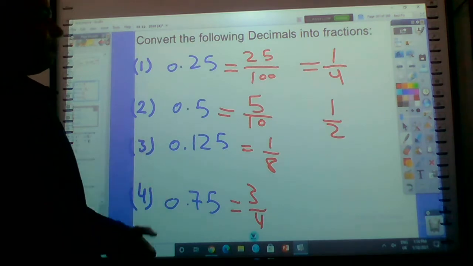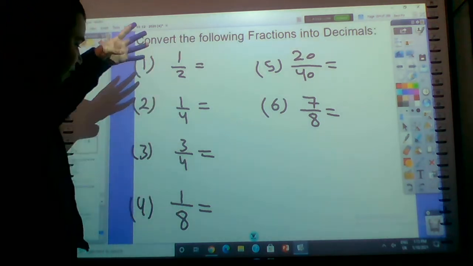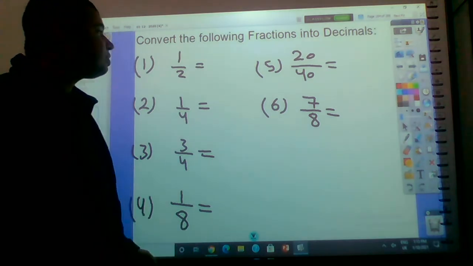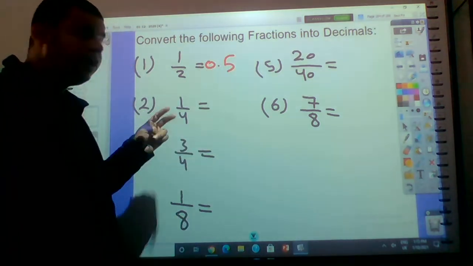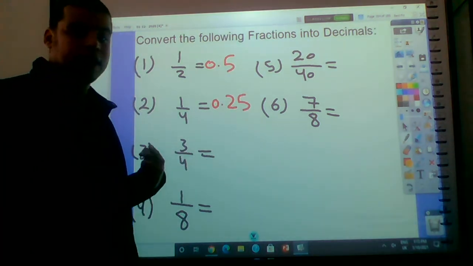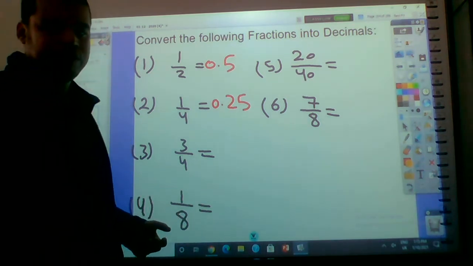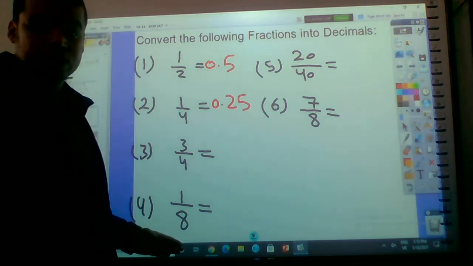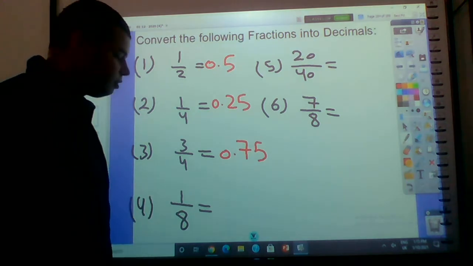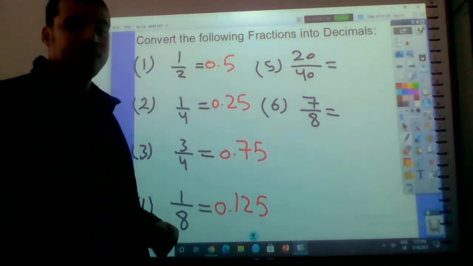All right, now I'm going to move on to the next slide, which is converting from fractions into decimals. The first 4 fractions here, we've already done. A half, we all know, mister, that it is 0.5. And the quarter is 0.25, exactly. The 3/4, you can pause, guys. You can always pause the video and then resume to check if your answer is correct. 3/4 is 0.75, 1/8 is 0.125, 125 thousandths.